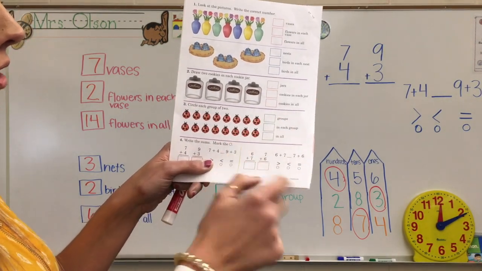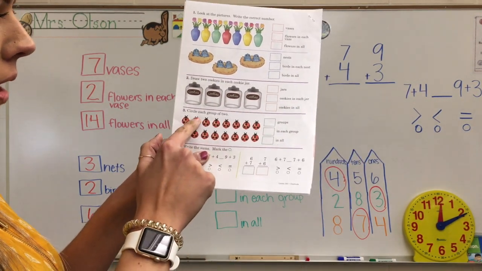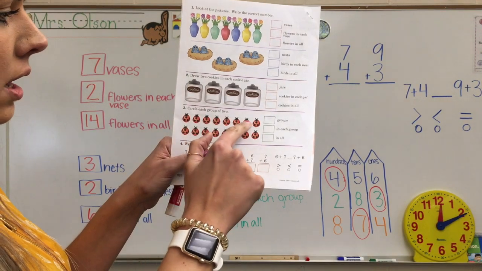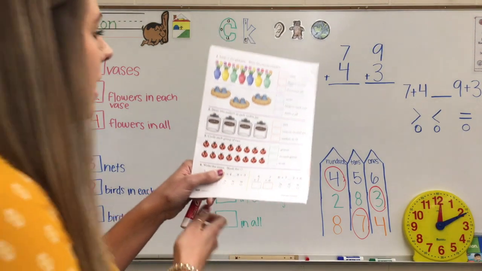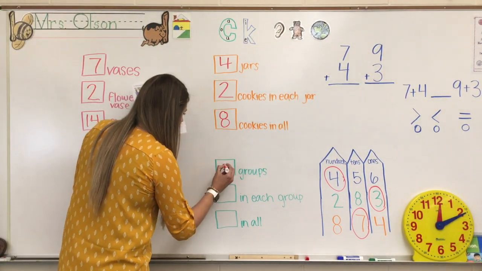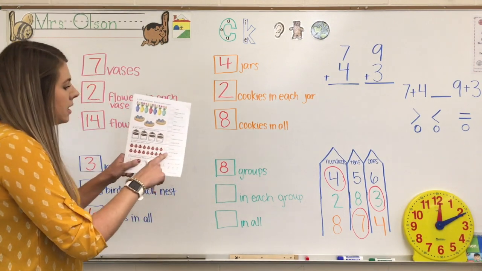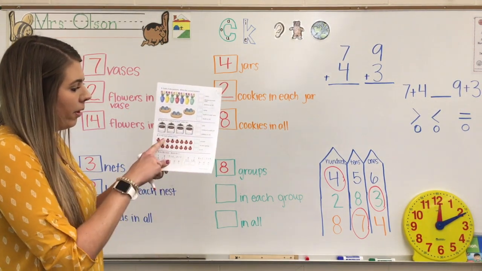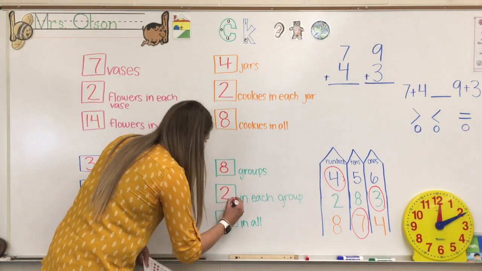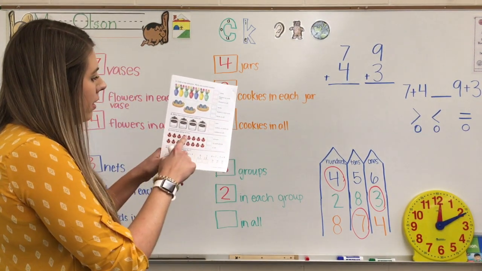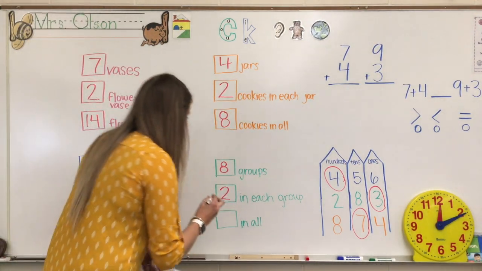So if you were to circle them, how many groups would you have? Well, you would have 1, 2, 3, 4, 5, 6, 7, and 8 groups. And how many ladybugs in each group? Well, they asked us to circle each group of 2. So we would have 2 in each group. And if we counted up all the ladybugs, we said that there are 16 in all.